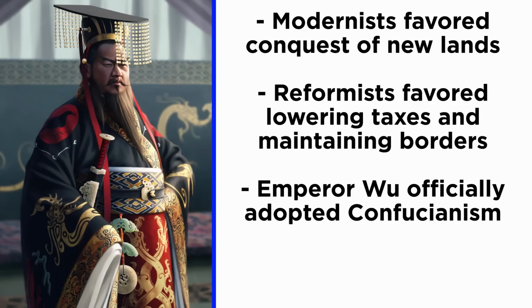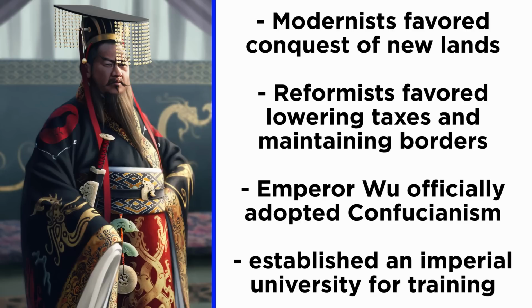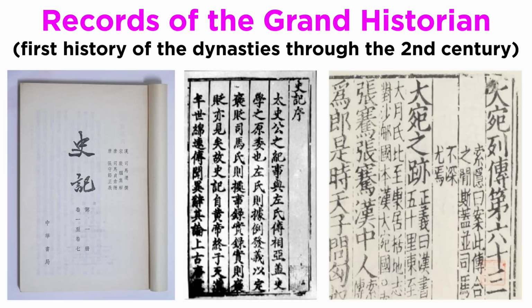Emperor Wu also instigated a change in the court's philosophical underpinnings, which until his time had been a combination of Confucianism and legalism. He declared that only Confucian scholarship should be recognized and established an imperial university to train new bureaucrats in its principles. It was at this time that the Records of the Grand Historian was written, as well as a number of Chinese dictionaries.